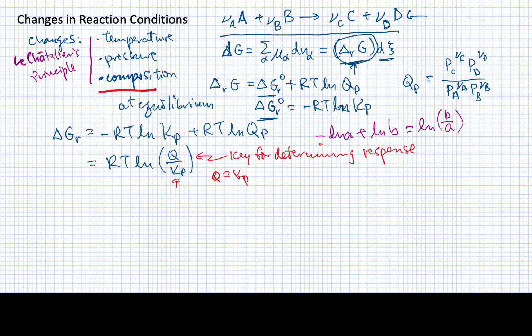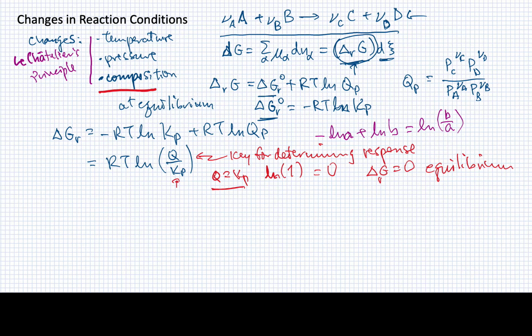All right, now one of the things I want to point out is that if Q is equal to Kp, if at any point along this way, then what I'm going to have here is log of the number 1. And log of 1 is equal to 0, so that automatically tells me that this is equal to 0, and that's what I should expect to find at equilibrium. So at any place along the way, if I end up with Q equal to K, I'm at equilibrium, and that's the end of the story.